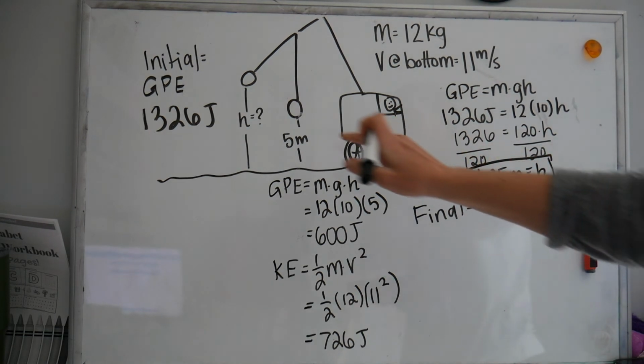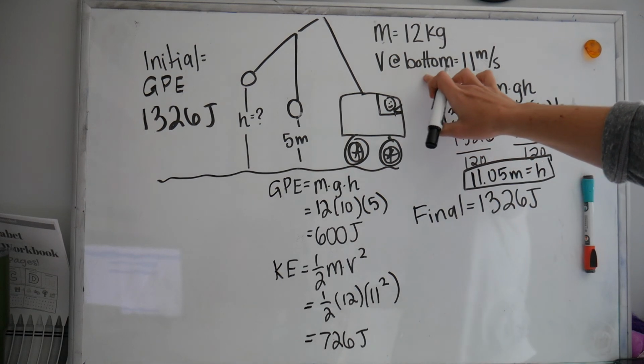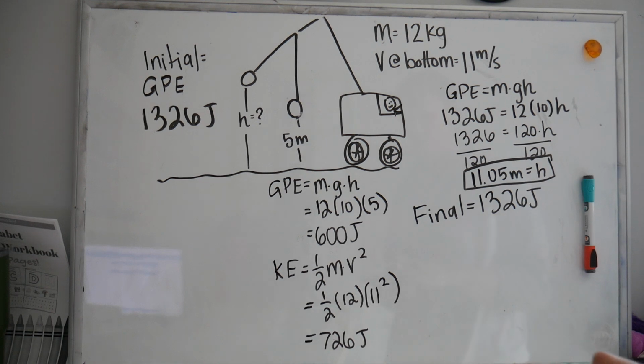And this would be the height that we'd have to drop it from in order for it to satisfy this condition of being at 11 meters per second at the bottom while still being 5 meters off the ground.